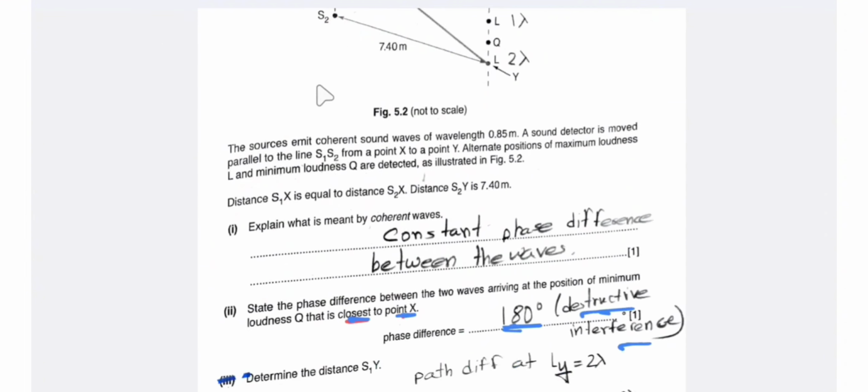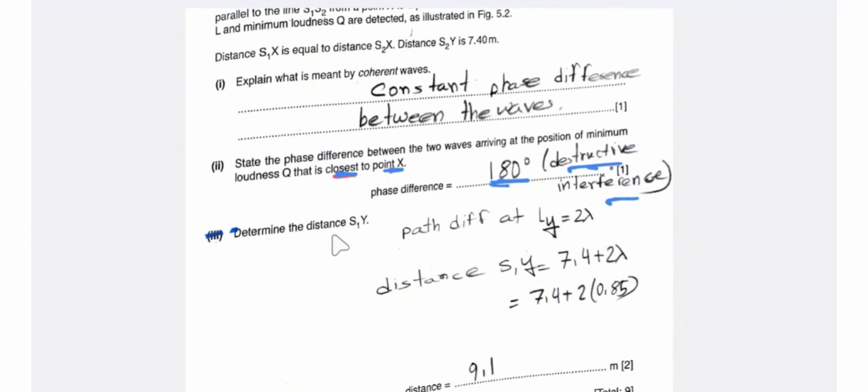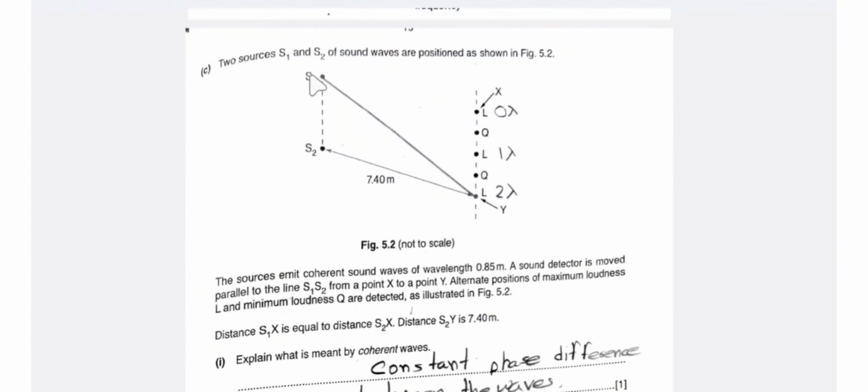Now, for the next part, determine the distance S1y. So we need to find the distance S1y. We need to calculate this value of distance. So what would be this distance? Now you need to read the question carefully again. And here we can say that S1x equals S2x.